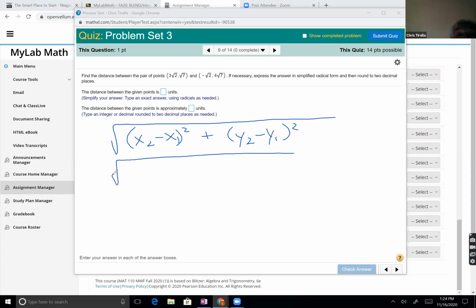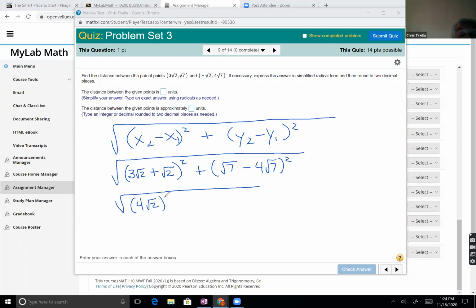So that would be the square root of, let's see, my x values are 3 radical 2 and negative radical 2. So that would be 3 radical 2 minus negative would be plus radical 2 squared plus the difference in the y value. I'm sorry, those are the x values. I apologize. The difference in the y values would be radical 7 minus 4 radical 7 squared. For subtracting, this would give me 4 radical 2 squared. And this would give me negative 3 radical 7 squared.